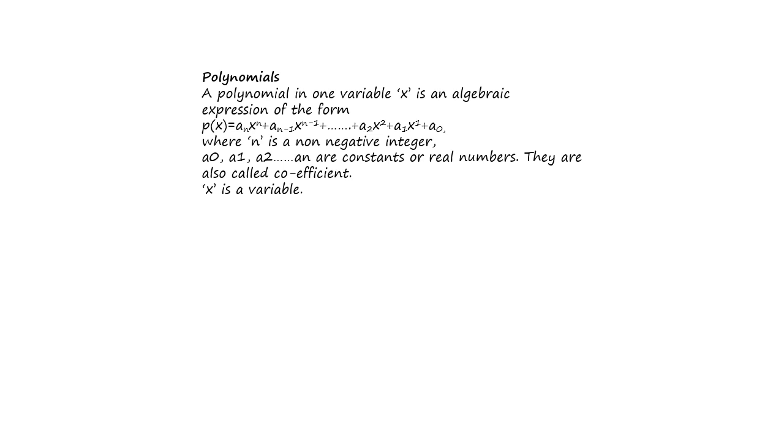Now, if we go by the definition, what is polynomial? Polynomial is a combination of two words, poly and nomials. The word poly means many, and nomial means terms. So, polynomial means combination of many terms. Now, let's come to what is a term.